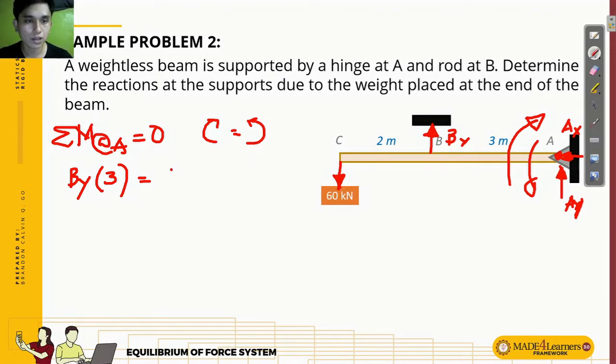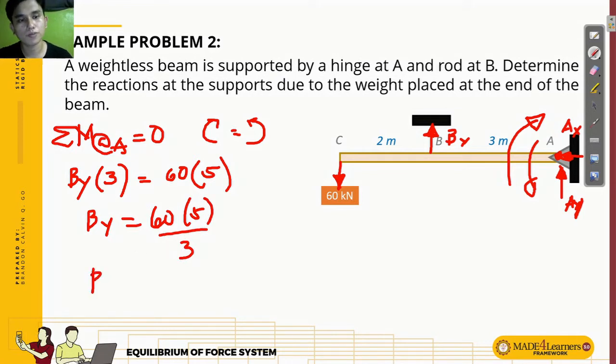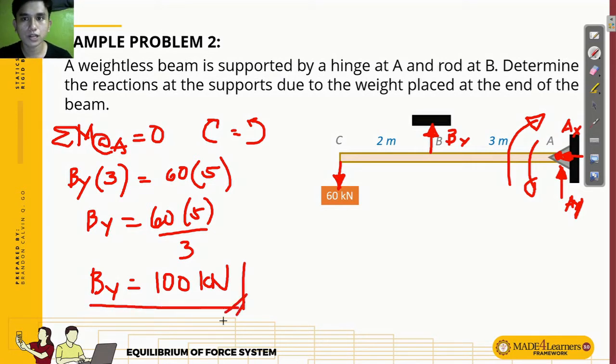So, we have 60 kN. It is positive because it is counterclockwise. And then times the moment arm, 2 plus 3, 5 meters. So for By is equal to 60 times 5 over 3. Therefore, By is equal to 20 times 5, 100. 100 kilonewton.